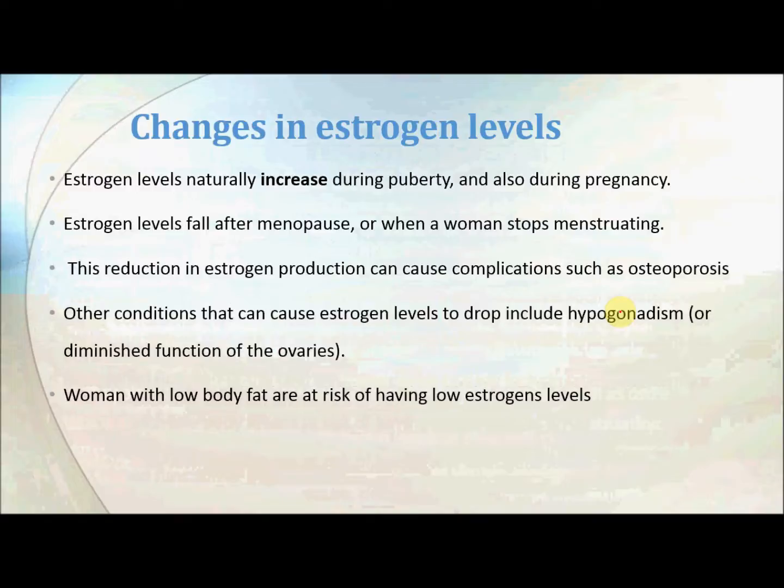This is not the only case. The other case is when there is hypogonadism or diminished function of the ovaries, which can happen during embryo development. And another case is where women get really depressed and they stop eating. They lose their body fat, and we have emphasized over and over again that fat or adipose tissue secretes estrogen, along with the ovaries, of course.